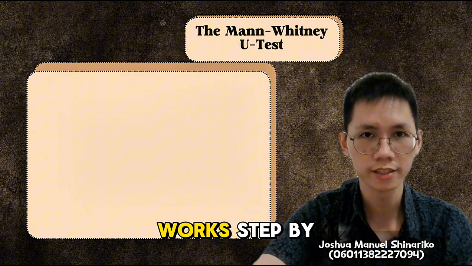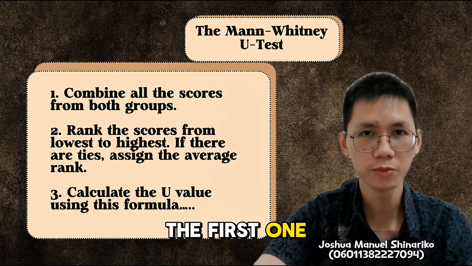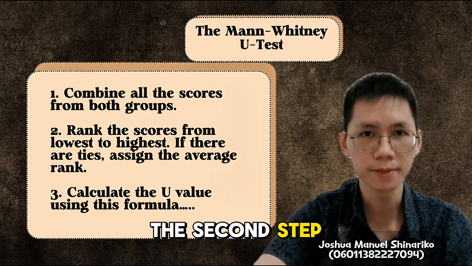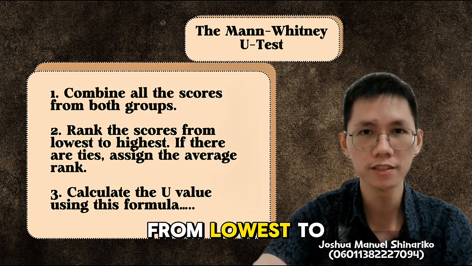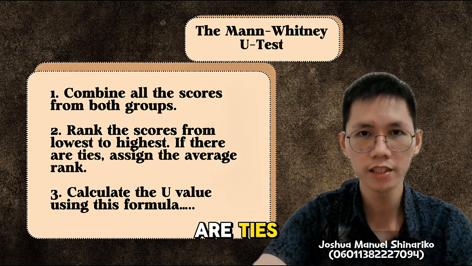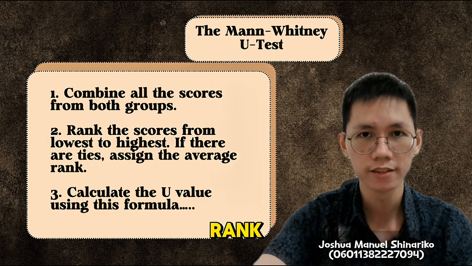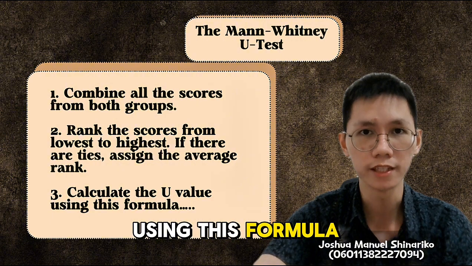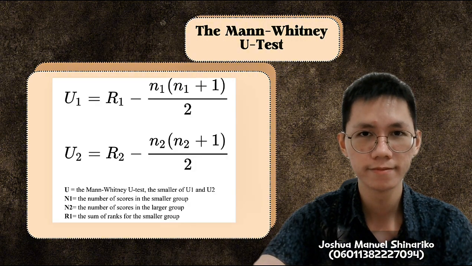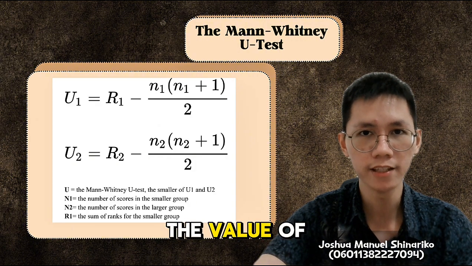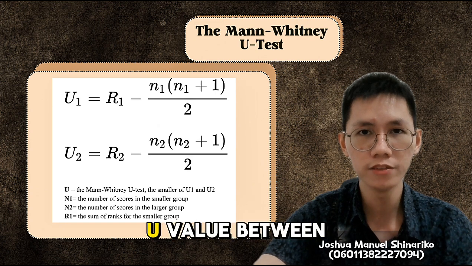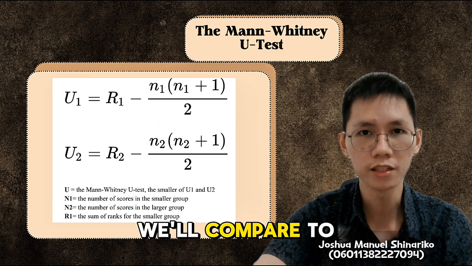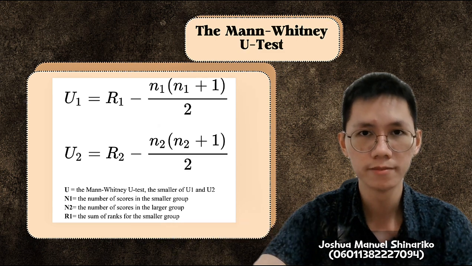Here's how it works, step by step. The first one is combine all the scores from both groups. The second step is rank the scores from lowest to highest. If there are ties, assign the average rank. The third step is calculate the U value using this formula. After we get the value of the U, pick the smaller U value between U1 and U2. That's the one we'll compare to the critical value.